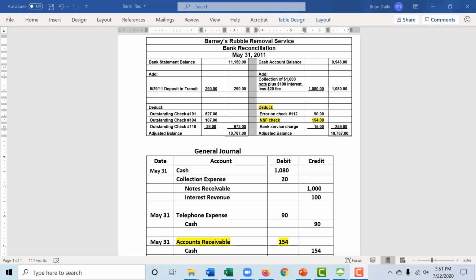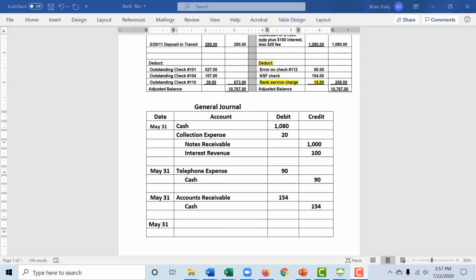There is one more thing to note about this NSF check. The company is not going to recognize the NSF fee that was charged by the bank as an expense because the company is going to try to collect both the original amount of the check as well as the fee from the customer. This is why accounts receivable is increased by the full amount, including the fee.